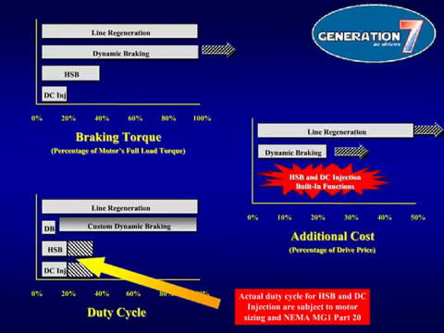Last, let's look at the additional cost incurred by the various braking methods. Although high slip braking and DC injection may not offer the same braking torque or duty cycle as line regeneration or dynamic braking, the advantage of these two methods is that they are built into the drive and require no additional cost. Dynamic braking can cost up to 25% of the drive's price, whereas line regeneration can cost even up to 50% of the drive's price. Comparing the application to these criteria enables the correct braking method to be determined.